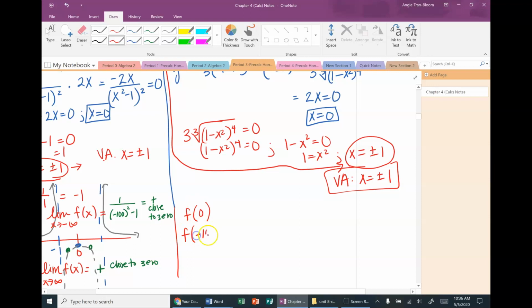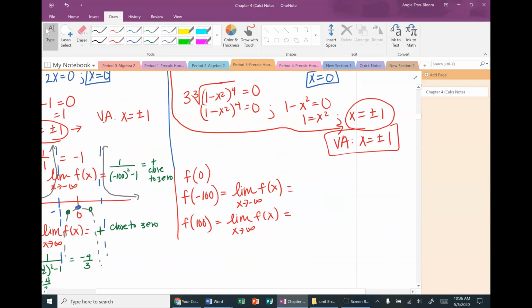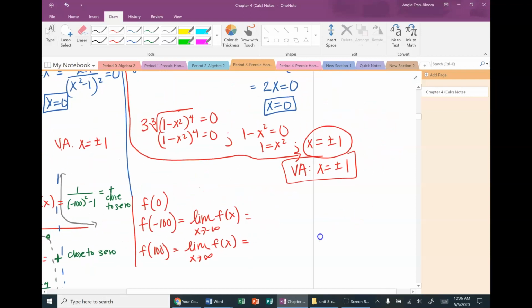F of negative 100, a left-hand behavior. We can think of it as the limit as x approaches negative infinity of f of x. And then we do f of positive 100. Think of it as the limit as x approaches positive infinity of f of x. So the first one's negative infinity, and then this one positive infinity. Let's plug it in to see if that's enough information for us to decide whether our one critical point is min or max.